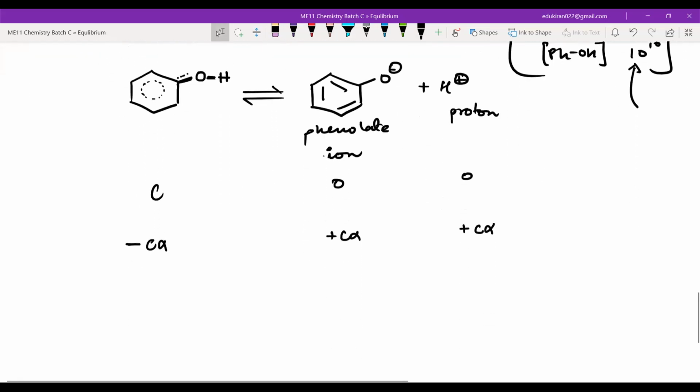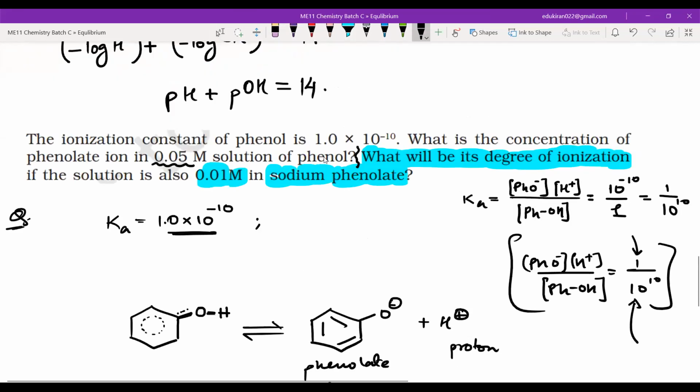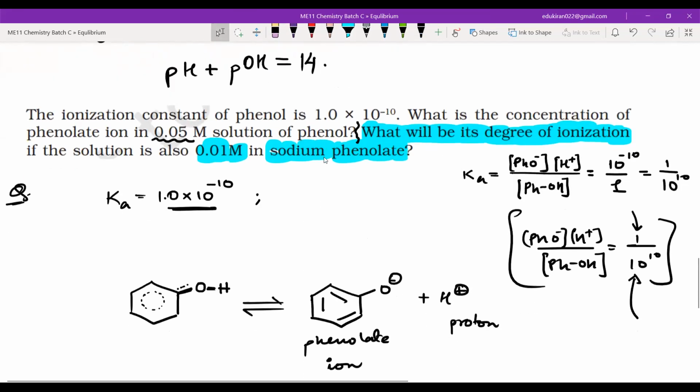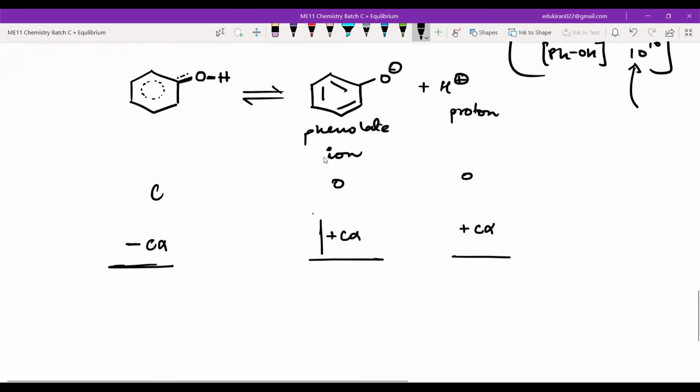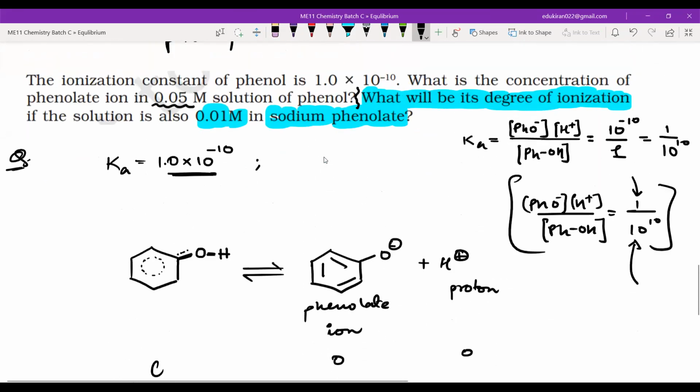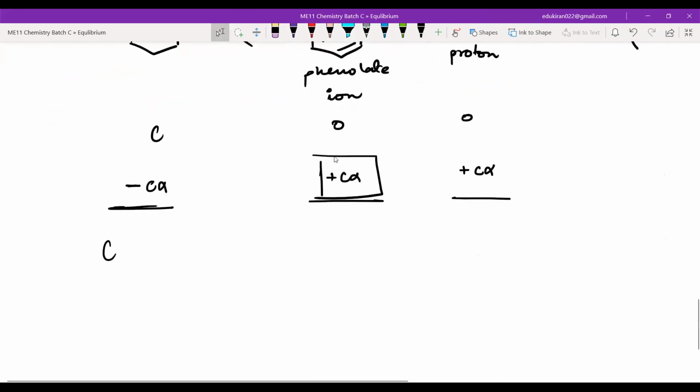Yes. And I don't have to know anything about this particular phenol or phenolate ion right now. I just want the concentration of H plus, because it is asking what is the concentration of phenolate ion. Okay, fine. So I need this C alpha. So I have alpha C, that is concentration. So C alpha is equal to 0.05 times alpha.